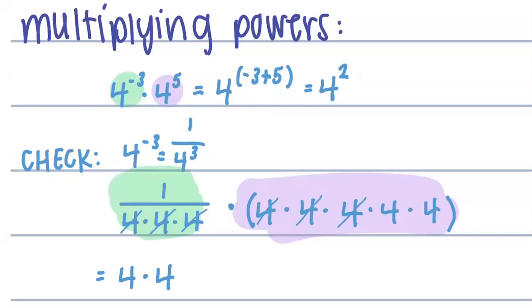Remember your PEMDAS rules, you always want to solve your parentheses first. So here, -3 plus 5 gives you 2. Once you simplify, you get 4 squared. Now you can simplify this further. 4 squared is 16, but when you get to higher exponents and you don't have calculators, it sometimes gets a bit difficult. So for now, we can leave it in this form, but you're welcome to simplify it if you would like.